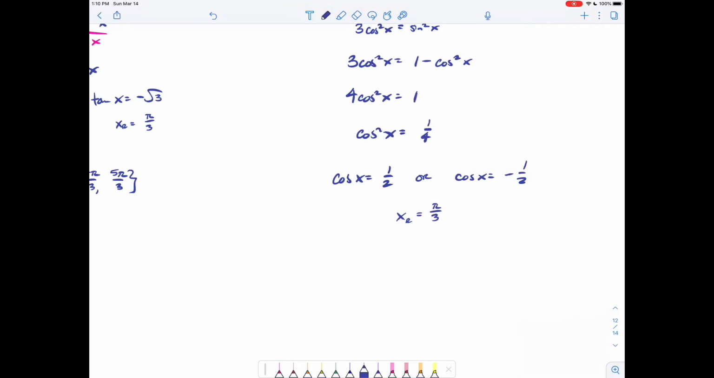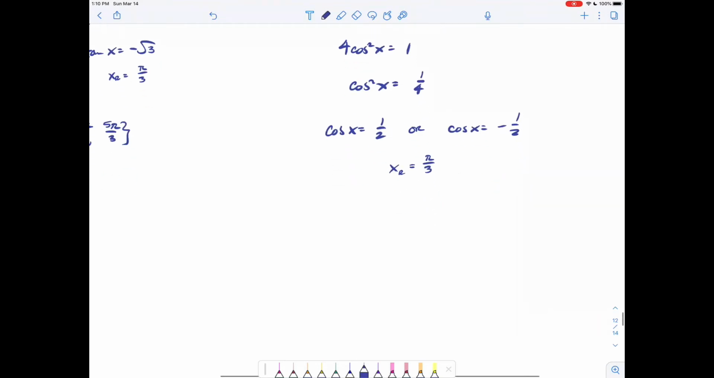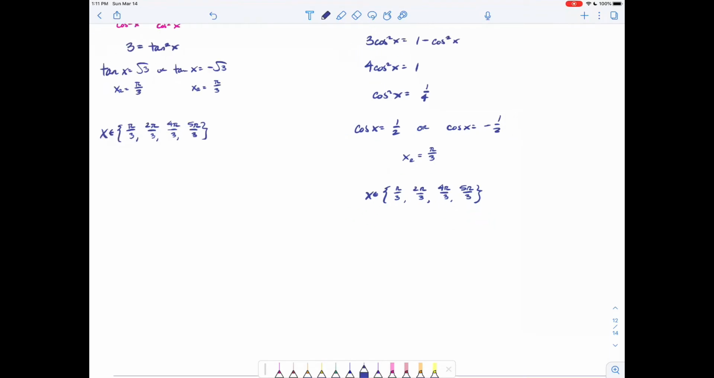And again, just like in the other method, that means we've got a reference angle of pi over 3. This one says deal with quadrants 1 and 4. This one says deal with quadrants 2 and 3. So all 4 quadrants, giving us this final answer. Not 3 pi. What am I doing? There we go. So no matter what, we get the same answer.